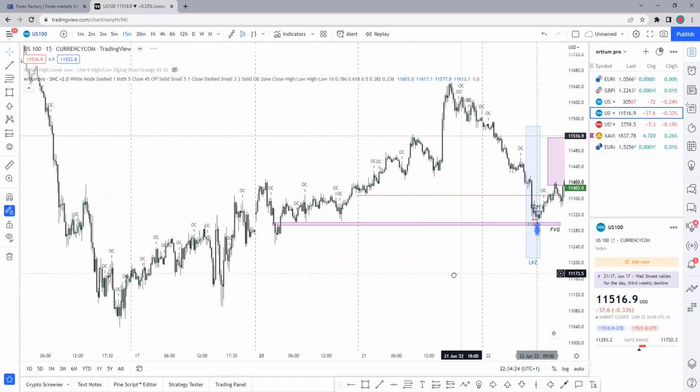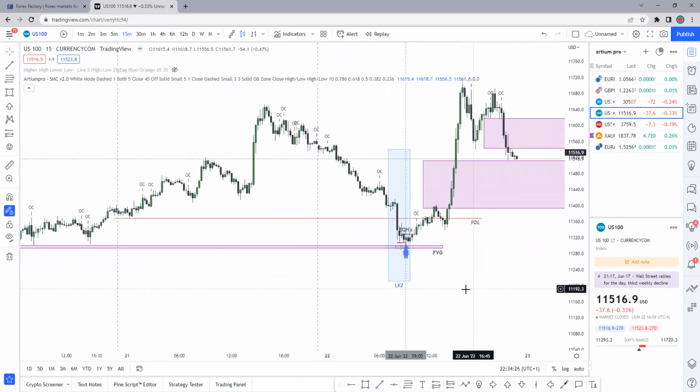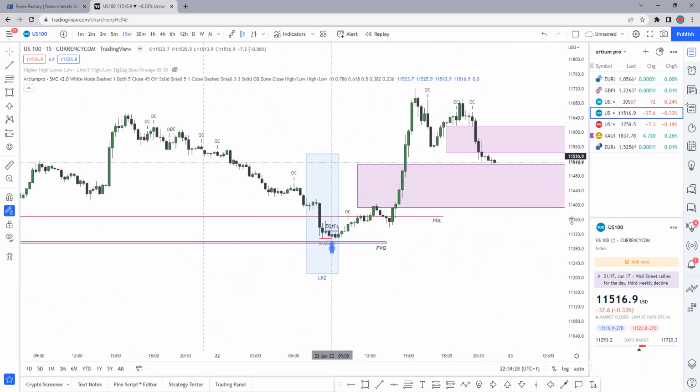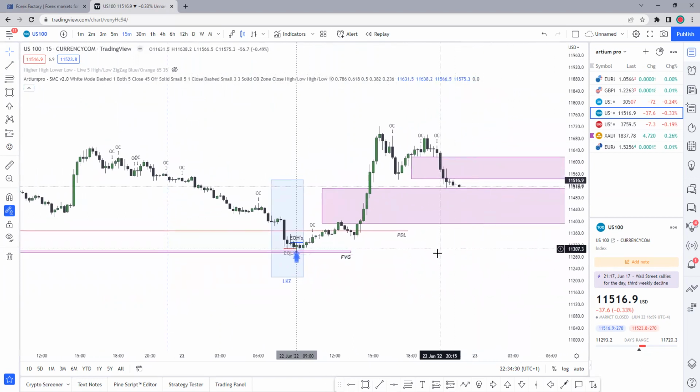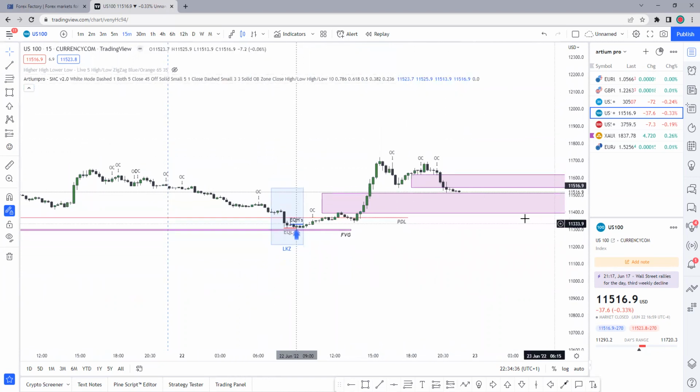Okay. So yeah, any questions at all, put them in the Discord and we'll try and answer them as best we can. Okay. But that's the general idea of the outside candle.